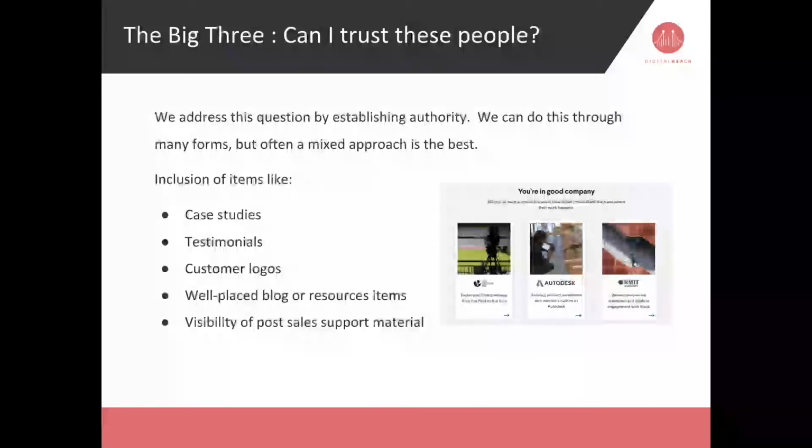That last question, can I trust these people, is obviously hugely important. We do this by establishing authority. We want them to know that not only do we know what we're talking about, but look, these other people have found solutions and have solved their problems through using our products. So we want to get that message out there and allow them to realize that, yeah, we're the good guys. You can trust us. There are a couple different ways that are typically thought about when doing this, things like case studies, testimonials, or customer logos. I'd recommend that this information be straightforward and quite truthful.